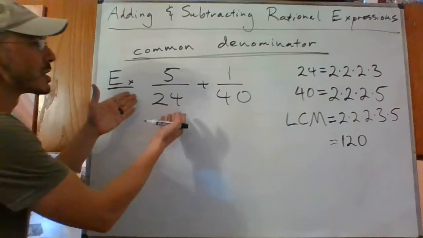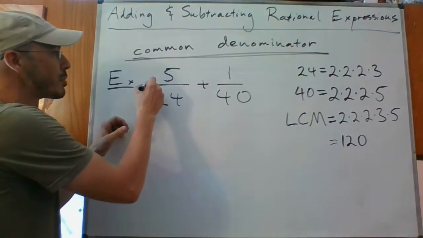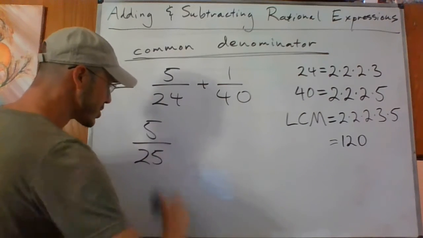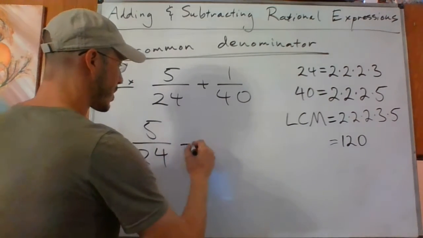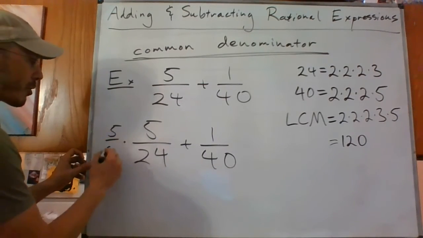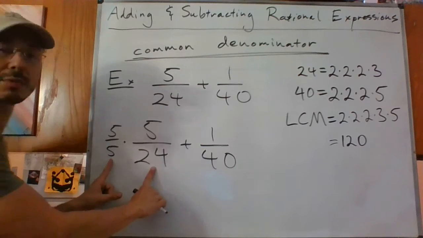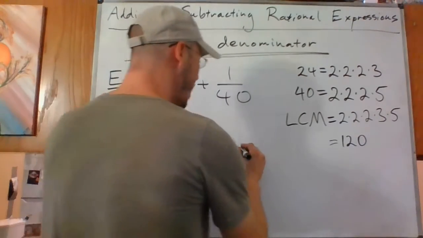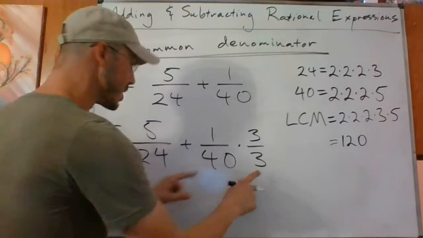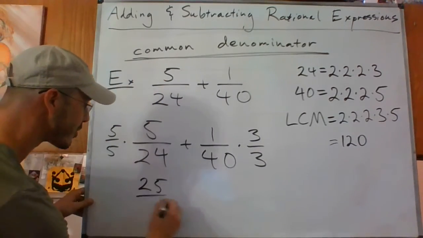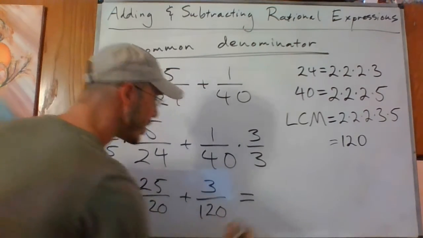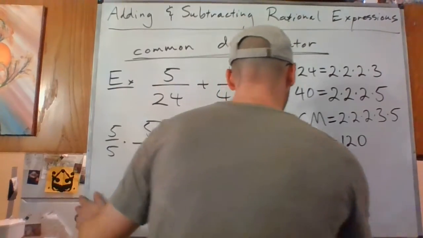This is the harder number, but it's first, so I'll do it first. I want to multiply this one. In fact, I'll rewrite this so you can see the original problem. And with this one, I want to multiply by 5 over 5. That 5 times 24 is 120. With this one, I want to multiply by 3 over 3. 3 times 40 is 120. So I get 25 over 120 plus 3 over 120, and that is 28 over 120.